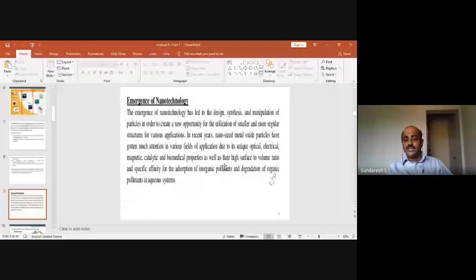So it will create an opportunity for utilization. Because until we know that this material can exhibit this property at this particular scale, we don't know how to utilize it. So once it is being exploited, once you can have control over the matter, once you know how to manipulate the particles across the nano level or across a different scale, then we have an opportunity to utilize those smaller and more regular structures for various applications. This is what the emergence of nanotechnology has given for us.